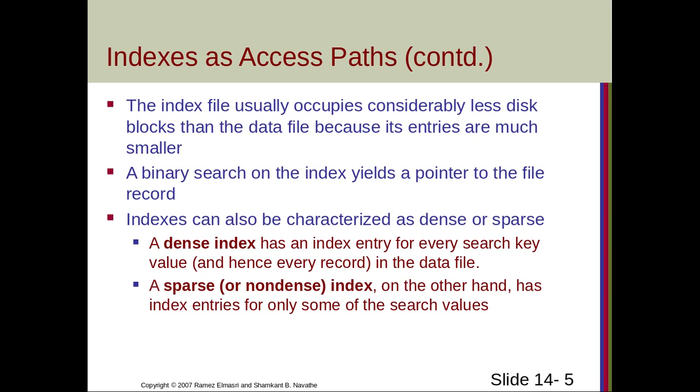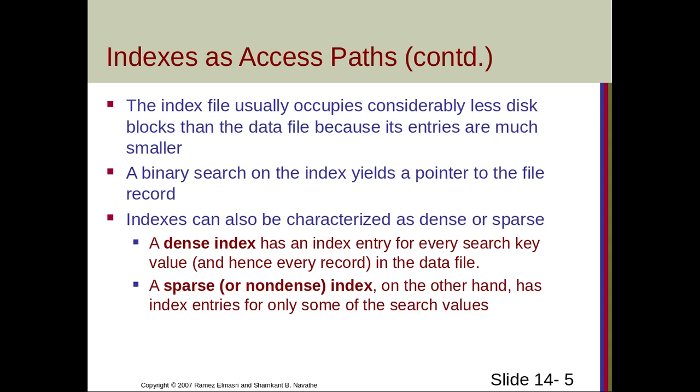That means, for example, suppose that you have a student record, and for every student record there is an index entry, then we call it a dense index. That means for every record or for every block, if there is an index entry, then that is called a dense index. A dense index has an index entry for every search key value in the data file. A sparse index, on the other hand, has index entries only for some of the search key values.